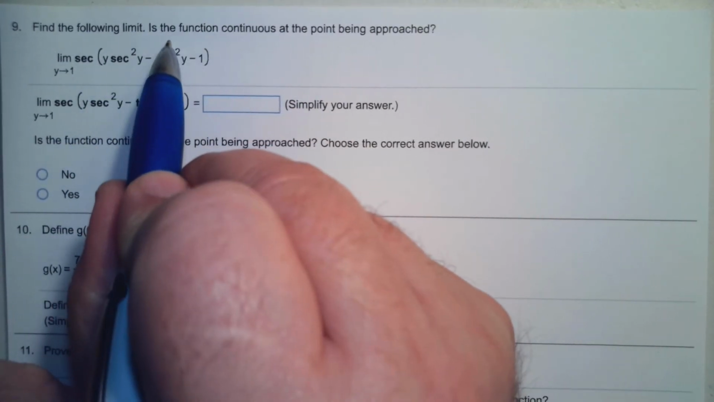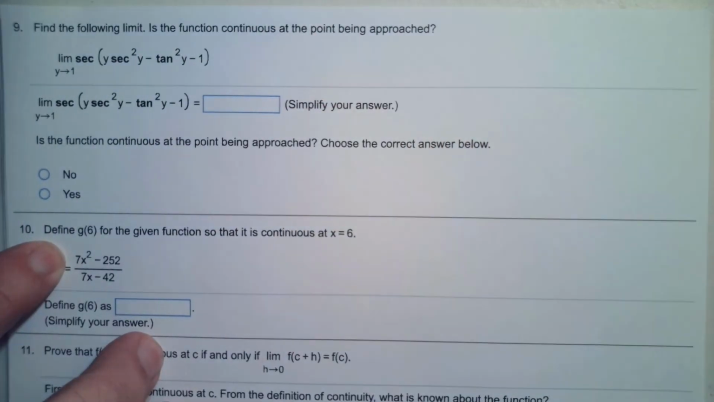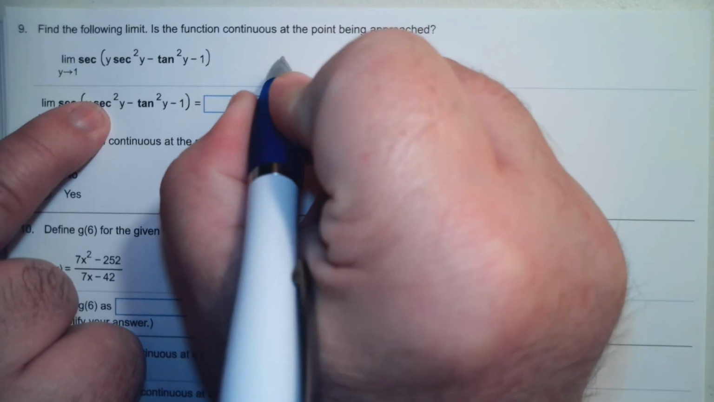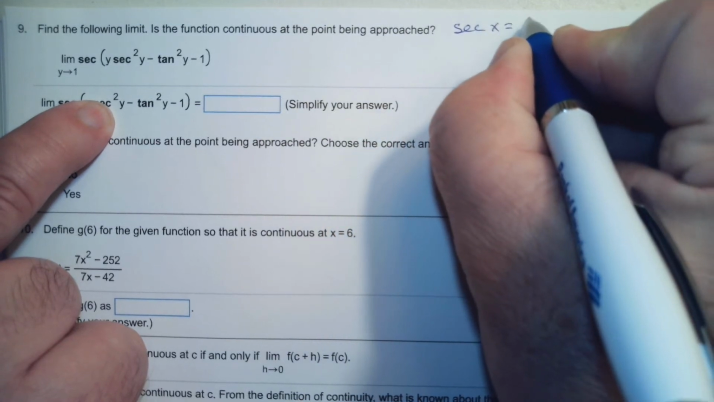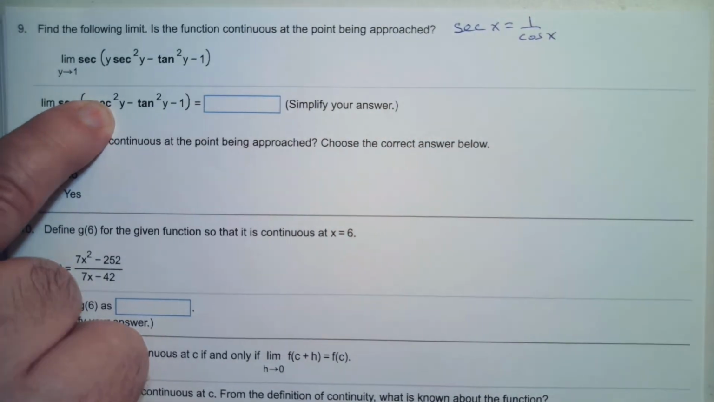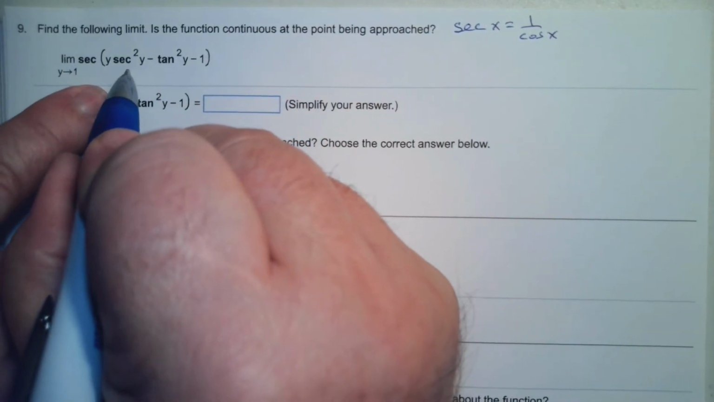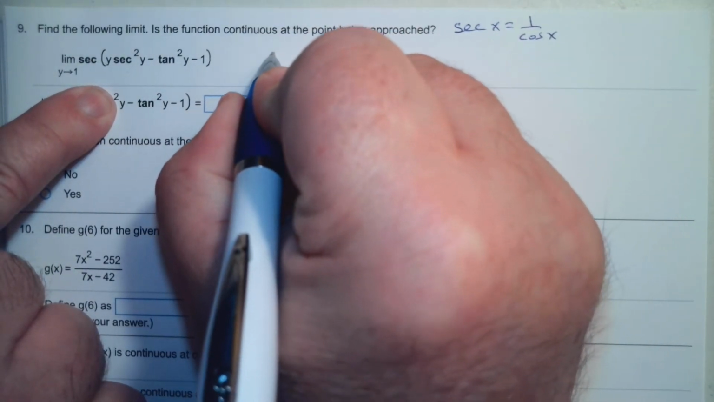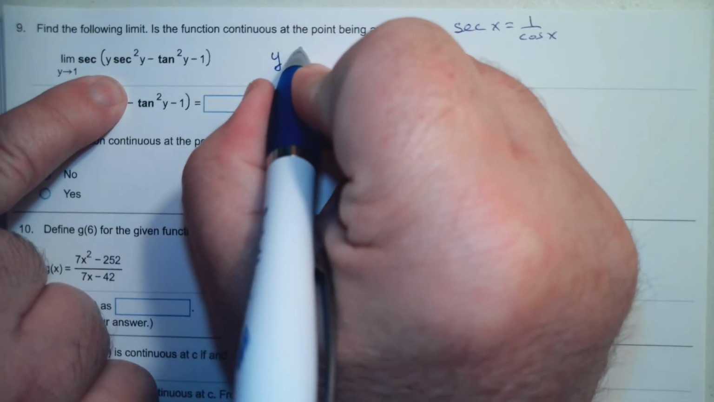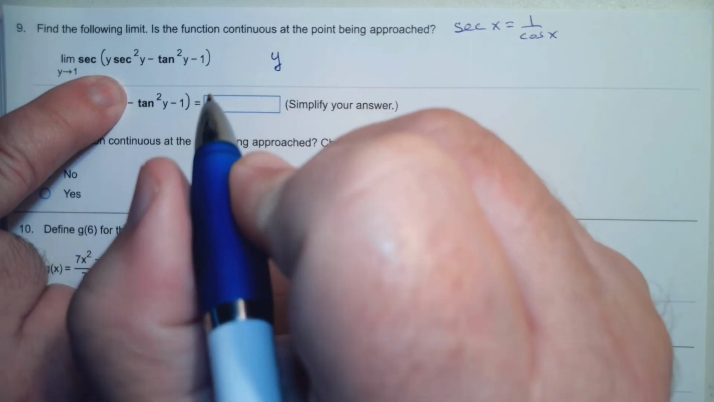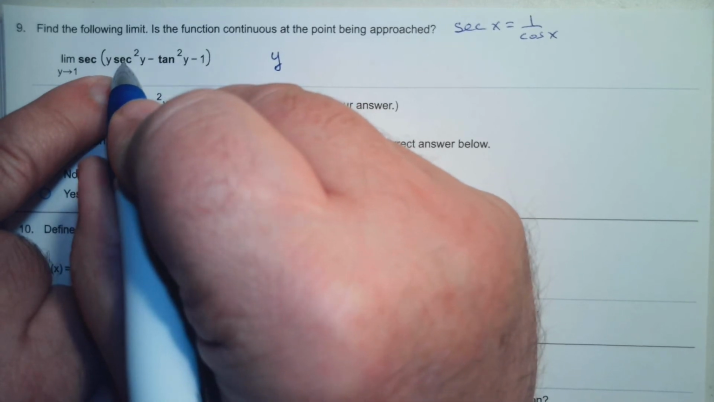Find the following limit. Is the function continuous at the points being approached? Alright, it's like this. So we have secant. Remember, secant is 1 over cosine, because the first letters can't be the same. So let's see what we have inside here. y secant squared, let's see here. Secant minus tangent.